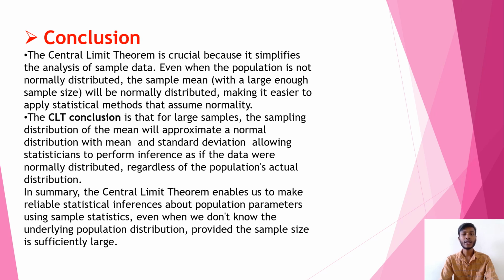Conclusion. The central limit theorem is crucial because it simplifies the analysis of sample data. Even when the population is not normally distributed, the sample mean with a large enough sample size will be normally distributed, making it easier to apply statistical methods that assume normality. The CLT's conclusion is that for large samples, the sampling distribution of the mean will approximate a normal distribution with a mean and standard deviation, allowing statisticians to perform inference as if data were normally distributed, regardless of the population's actual distribution.